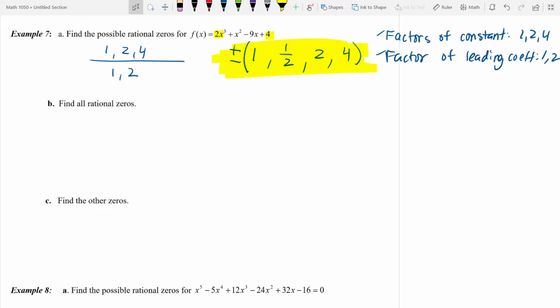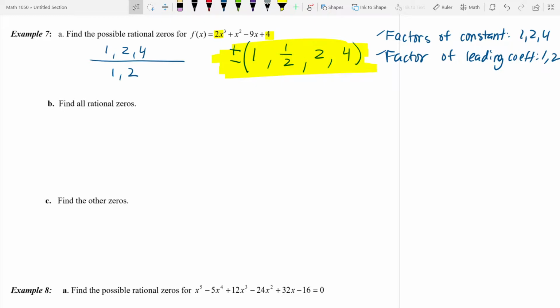Okay, grab your calculator. Let's start plugging things in. Everybody go 1, store, enter. Plug it into that equation. 2, math var, enter, raise it to the third, plus math var enter x squared minus 9 math var enter plus 4 enter.